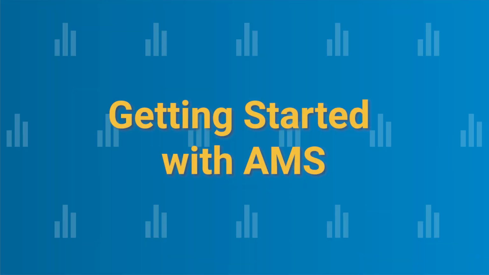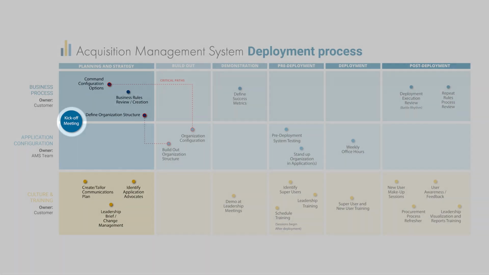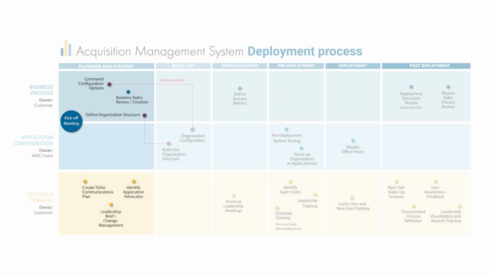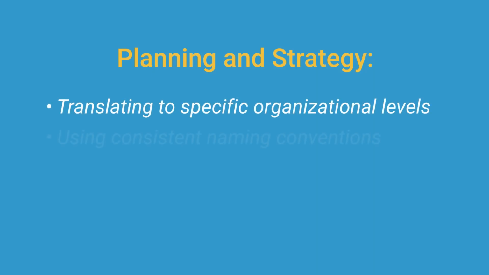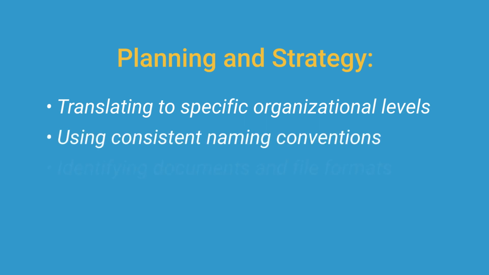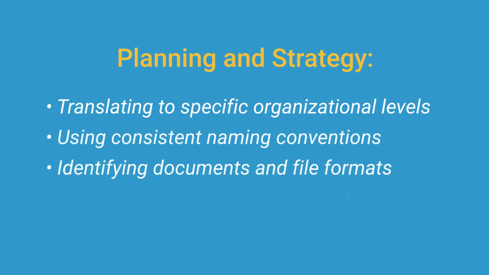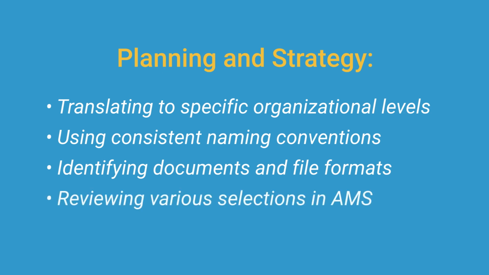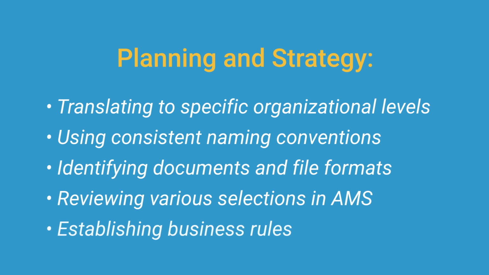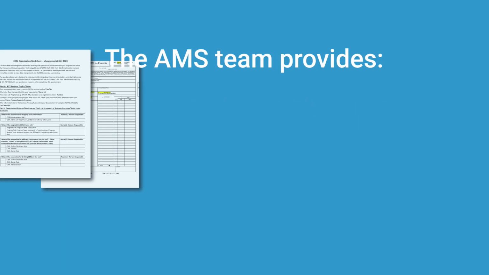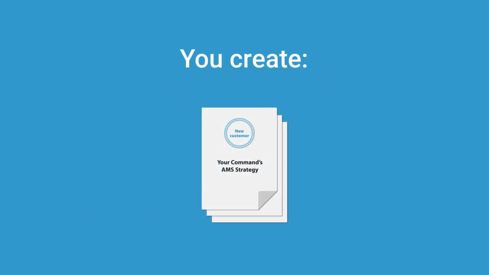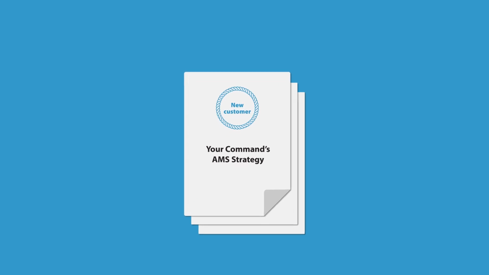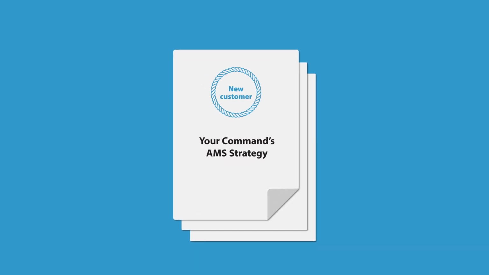Once an organization has decided to adopt AMS, then the deployment team will hold a kickoff meeting with your team selected to support the deployment. Planning and strategy consist of translating your organization's structure into specific organizational levels using consistent naming conventions, identifying specific documents and file formats, reviewing various selections in AMS, and establishing business rules. We will work with your team to provide templates, examples, and recommended best practices to assist in drafting your own communications plan, your own business rules, and other documents necessary for the AMS deployment across your organization.